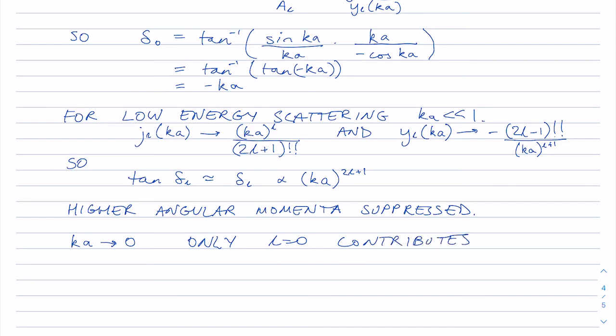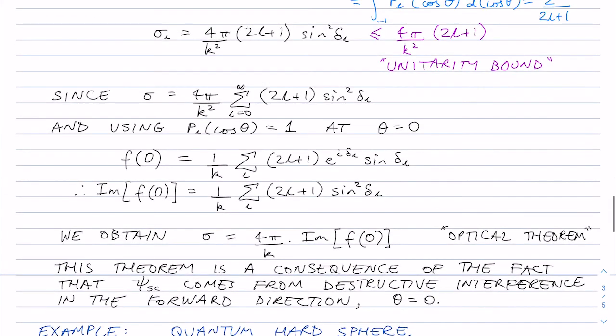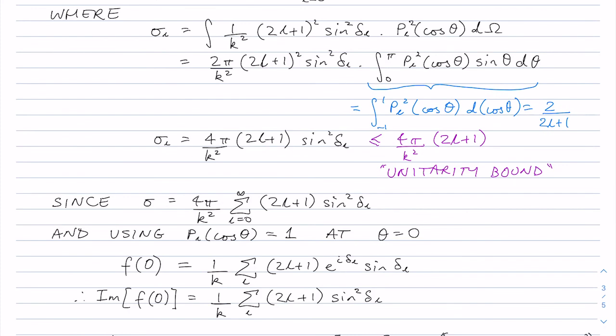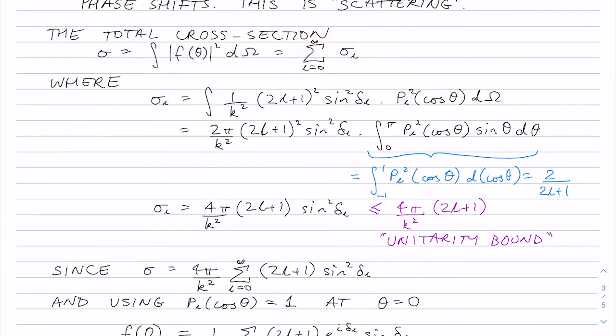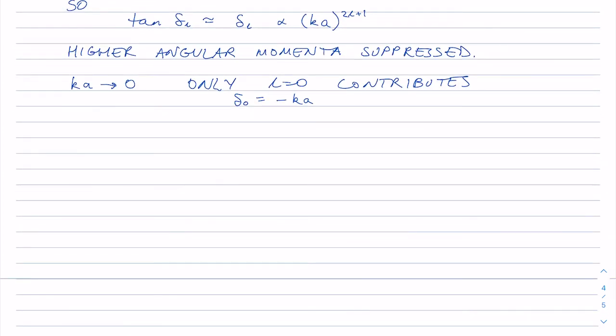Remember, we've already worked out that delta naught is equal to minus ka. And if we go back up to our expression for the total scattering amplitude, given by this formula, and sigma being a sum over those, then sigma is going to be 4 pi over k squared times 2L plus 1 times sine squared delta L. And we can write that as sine squared delta naught, which is going to be ka squared, because for small angles, sine delta naught is equal to delta naught. And so this is going to be nothing but 4 pi a squared.